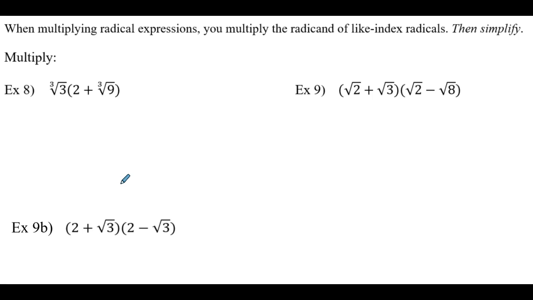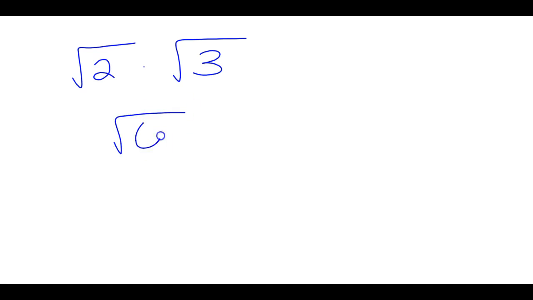So, when multiplying radical expressions, you multiply the radicand of like index radicals. I'm going to get a little bit more basic first. Let's say I have the square root of 2 times the square root of 3. We only care about like terms if we're adding and subtracting. If we're multiplying, you can still multiply them together. So just like 2 times 3 is 6, the square root of 2 times the square root of 3 is the square root of 6. So you actually multiply the radicands together. Does that make sense? You might write that up to the top just so you have an easy example.